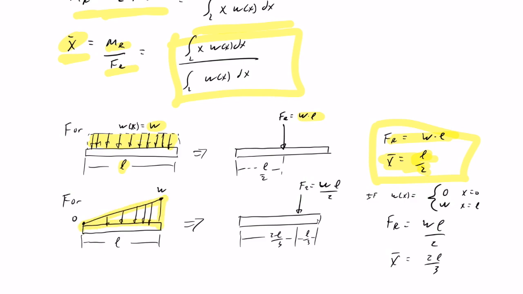This makes a nice triangle. The area of the curve, or the force, would be WL over 2. So it would be half the load of a uniform distributed load, and then you'll find the position is going to be 2/3 L, right?